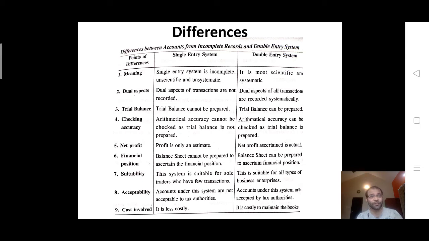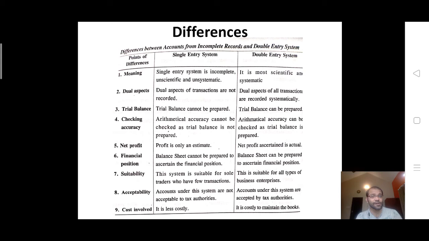Financial position, if you find, cannot be prepared. See here, financial position cannot be ascertained. Why? Because balance sheet is not prepared here, only statement of affairs is prepared. So the reliability, accuracy and genuineness of the accounts wouldn't be possible. But in case of the double entry system, it's just vice versa. Balance sheet is prepared here, so it's very easy to ascertain the financial position.